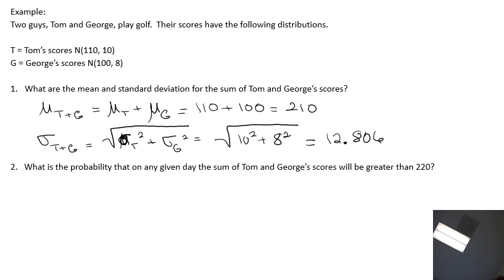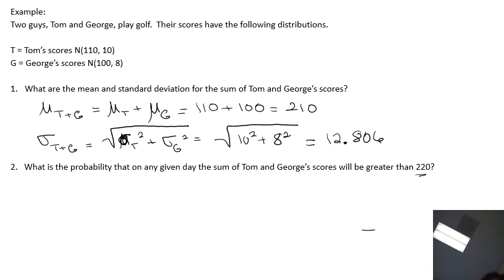Then the next question is actually more interesting. What is the probability that on any given day the sum of Tom and George's scores will be greater than 220? So if they were playing in a tournament together, they might care how frequently they were going to end up with a score greater than 220.